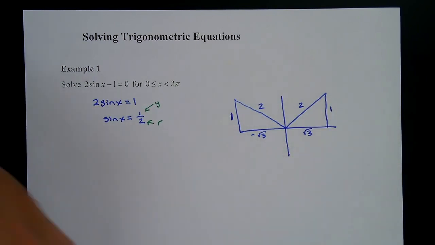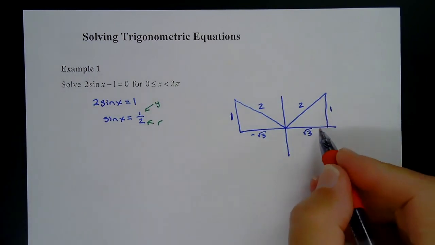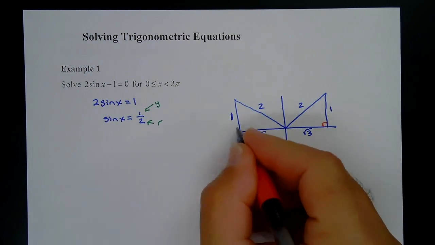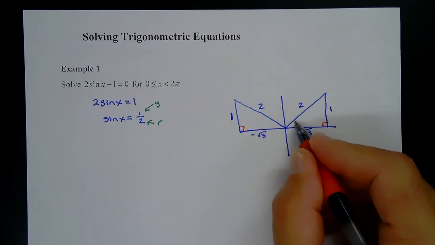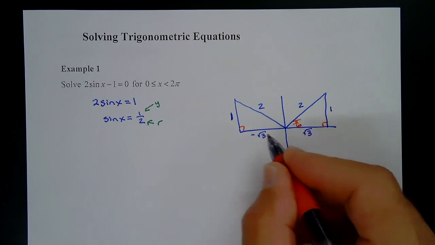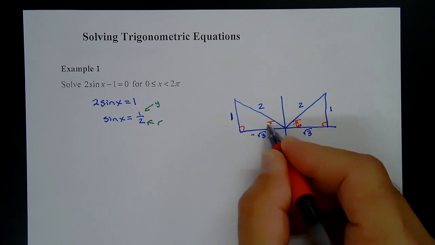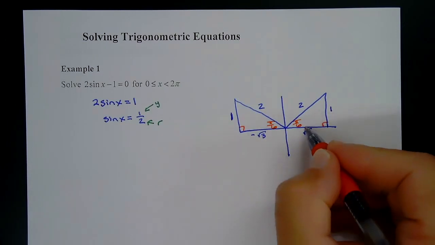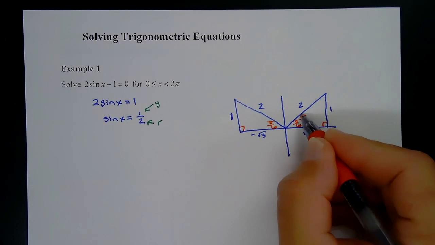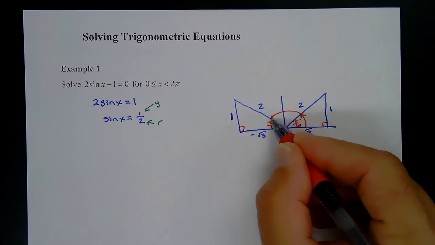Now, what are my reference angles? This is a 30, 60, 90 right triangle, and I know that opposite this side is always pi over 6. So this is pi over 6, and this angle of the triangle would also have to be pi over 6. Then what's the angle I would have to rotate to get here? I'd have to rotate to here and also continue going to right here.